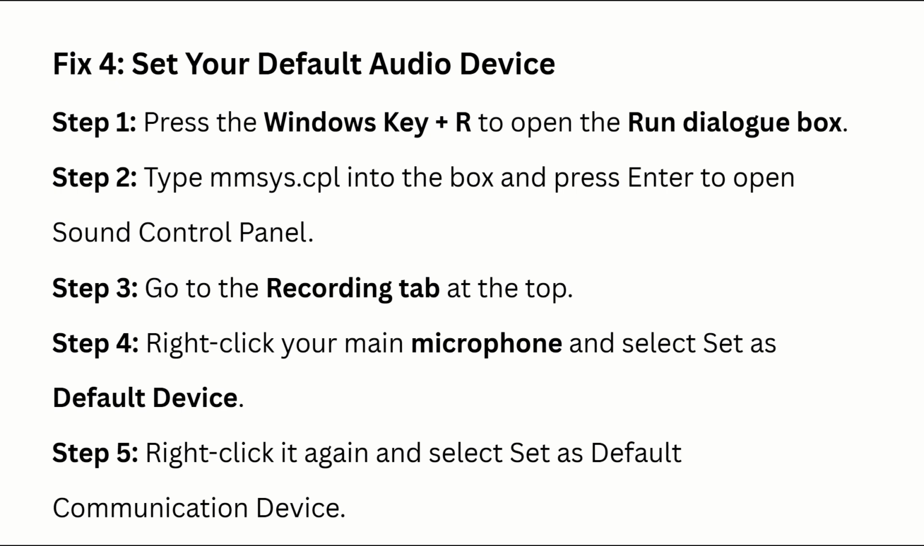From there, go to the Recording tab at the top. Now right-click your main microphone and select Set as Default Device. Then right-click it again and select Set as Default Communication Device.